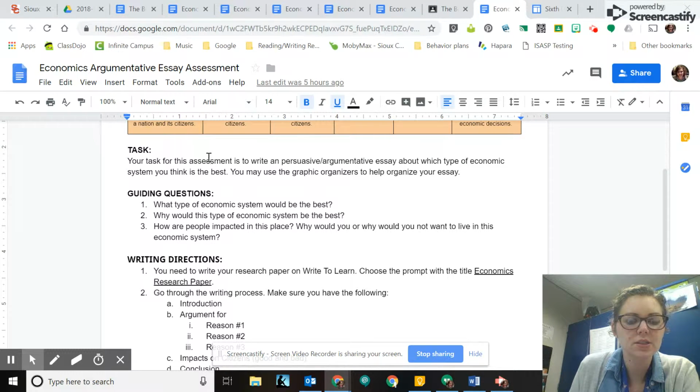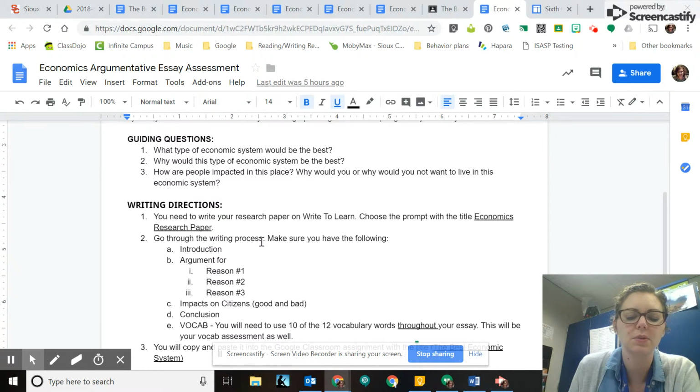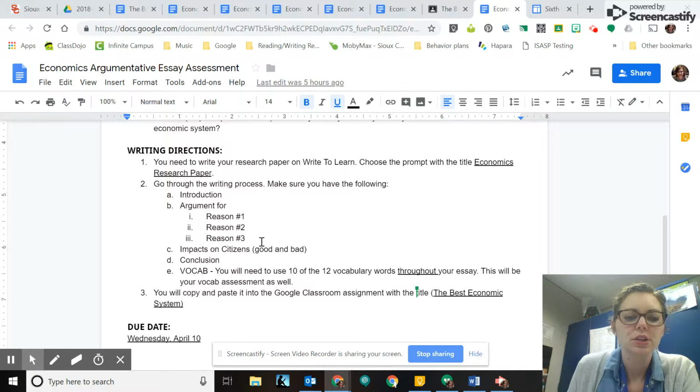So your task is you're going to write a persuasive argumentative essay about which type of economic system you think is the best. You can use the graphic organizers that I'm going to show you in a little bit to help you. These will be on my desk. There will be 2 different types, and I'll show you those in just a little bit. The questions that you're going to answer are: what type of economic system would be the best, why would it be the best, and how are people impacted by that economic system and what they do. So here are your directions.